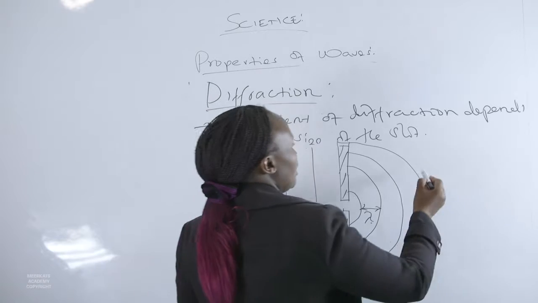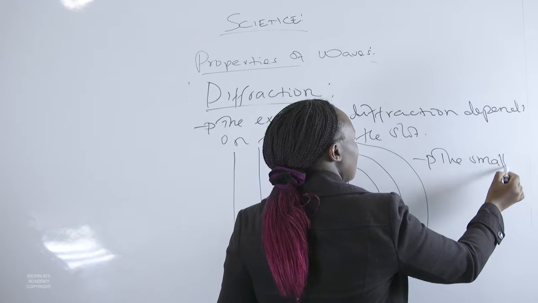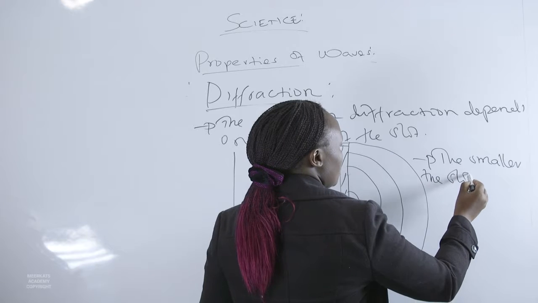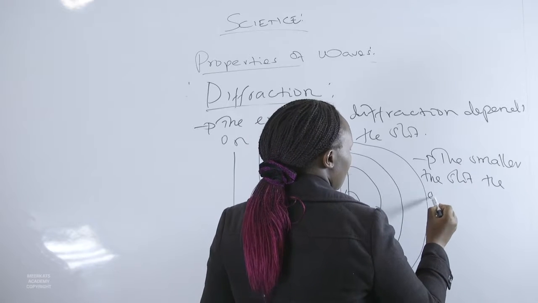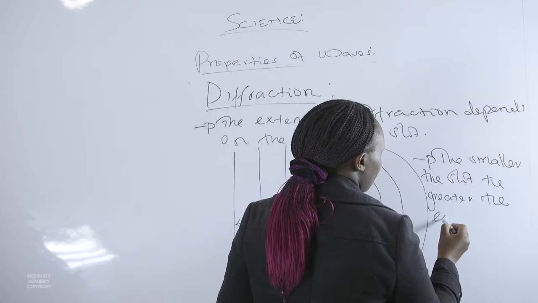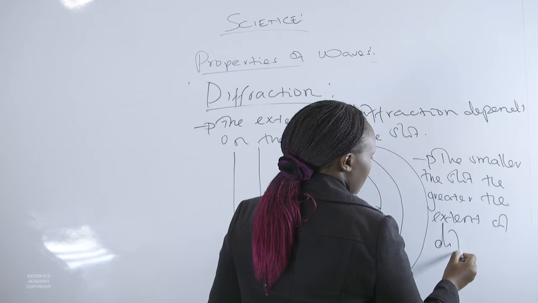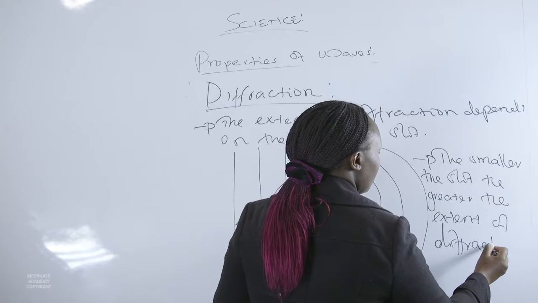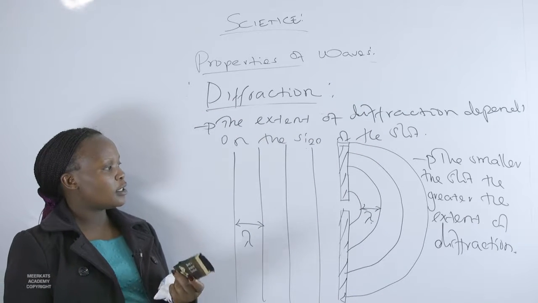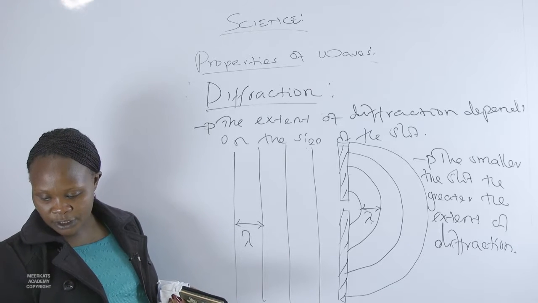Therefore, what we are saying is: the smaller the slit, the greater the extent of diffraction.